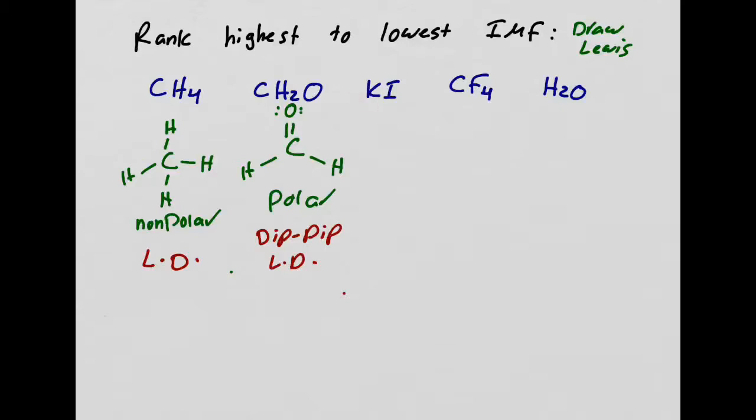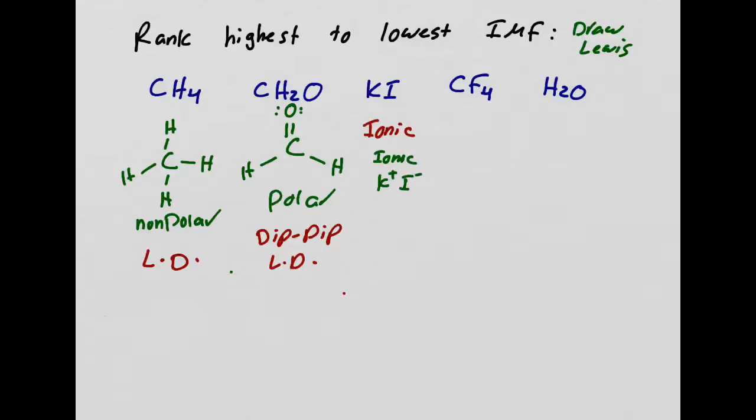All right, potassium iodide. What is that? Metal and a non-metal together. That is ionic, no question about it, because you have a metal and a non-metal together. So this one is an ionic compound.